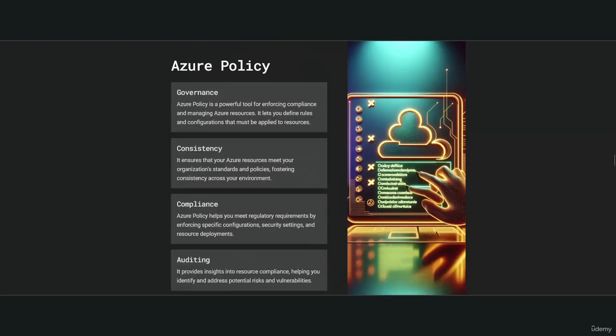Azure Policy. Governance. Azure Policy is a powerful tool for enforcing compliance and managing Azure resources. It lets you define rules and configurations that must be applied to resources. Consistency. It ensures that your Azure resources meet your organization's standards and policies, fostering consistency across your environment. Compliance. Azure Policy helps you meet regulatory requirements by enforcing specific configurations, security settings, and resource deployments. Auditing. It provides insights into resource compliance, helping you identify and address potential risks and vulnerabilities.